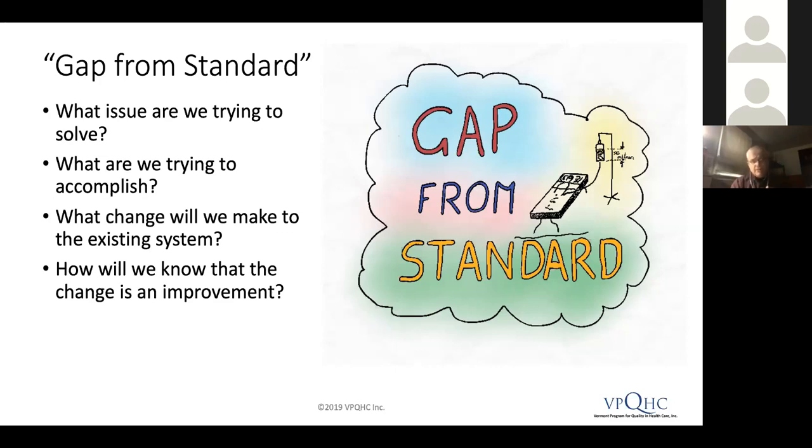The changes that you're going to make, obviously, you have to think those through depending on what you're trying to achieve. And how we know if the change is an improvement gets directly into the concept of measurement. And again, when you look at PDSA as a structure, the measurement component becomes more significant as you get deeper into it. So we'll talk about that in a second.